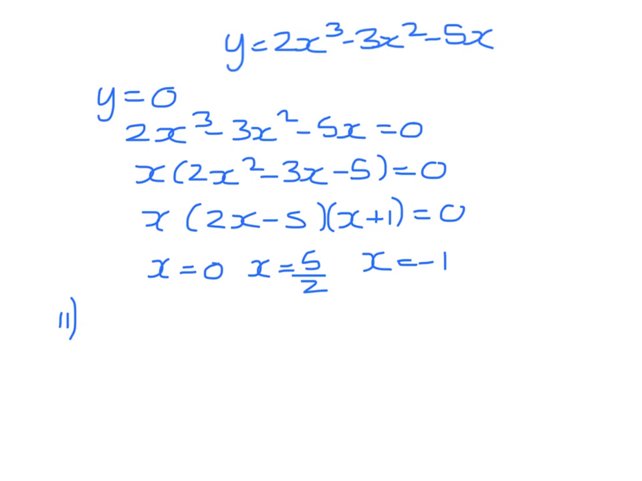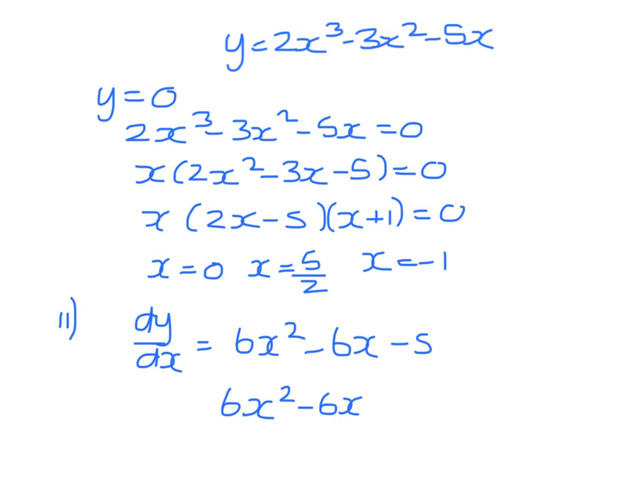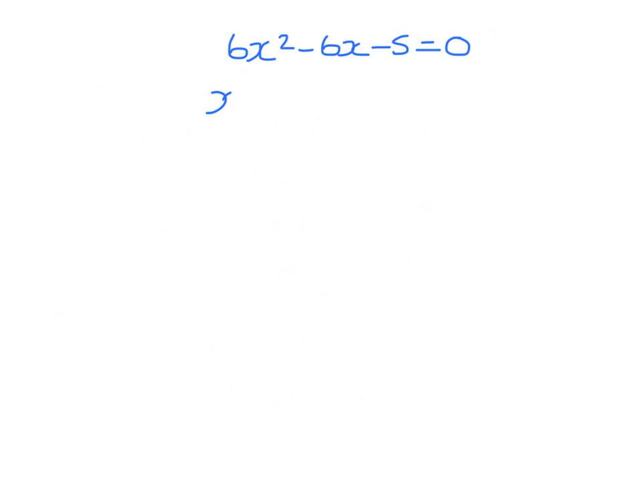Part 2, we're asked to find the turning point. So the first thing we need to do is differentiate. So 3 times 2x squared, 6x squared. 2 times minus 3, minus 6x, minus 5. And at the turning point, 6x squared minus 6x minus 5 has to equal 0. To solve this, I'm going to use the quadratic formula.